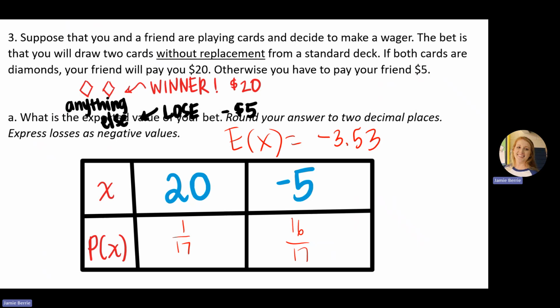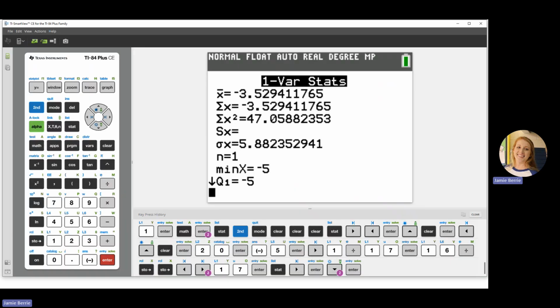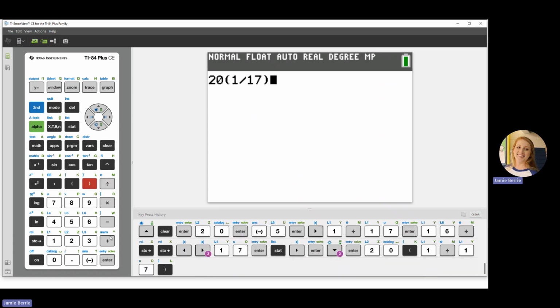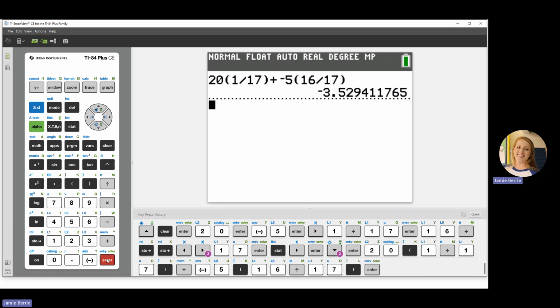All right, so let me show you how you could do that by hand. All you have to do is you take your outcome, multiply it by the probability, and then plus outcome times probability. And then you would repeat that for every outcome you have. This one's the easy one because there's only 2 outcomes. So you do outcome times probability, 1 out of 17, plus outcome, -5, times the probability, 16 out of 17. And there's the same number, -3.53.